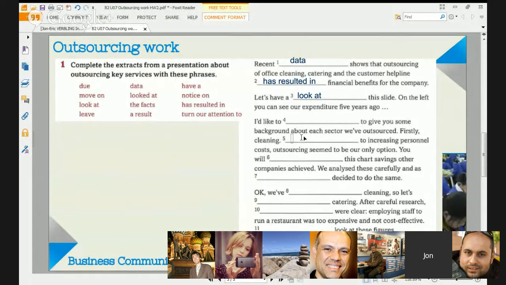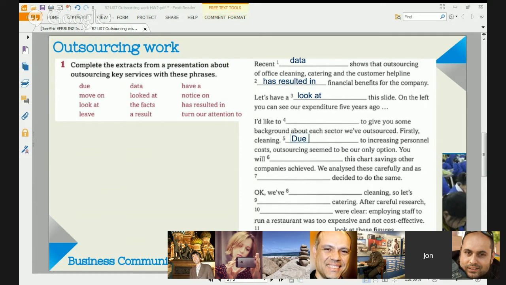Firstly, due to increasing personal costs, outsources seem to be our only option. Due to increasing personal costs. Good. Due to. I agree completely. Due to increasing personal costs, outsources seem to be our only option. Very good. Okay, and who's after Paulo?